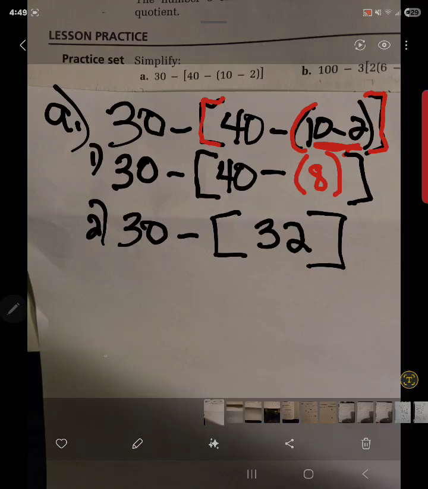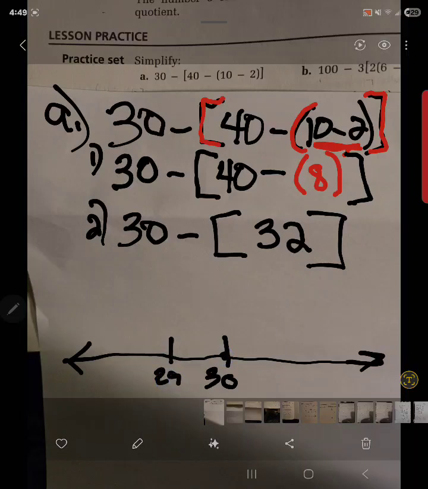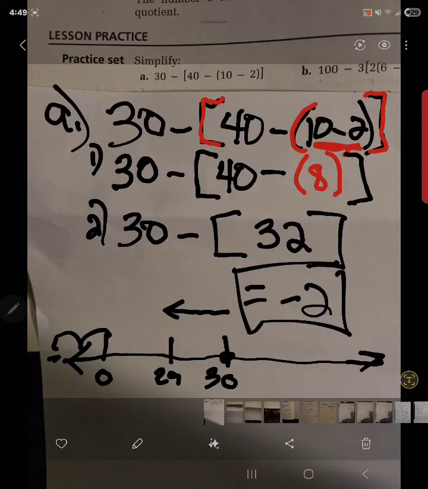Well, we are going to get a negative number. Here's why. If I'm at, let's say I'm at 30 on a number line. That's 29. That's 28, right? I'm at 30 on the number line, and I subtract 32. That means I go to the left 32 times, right? And eventually, I'm going to go past 0, and I'm going to keep going 2 more, right? So 30 minus 32 is actually minus 2, and that's my final answer.